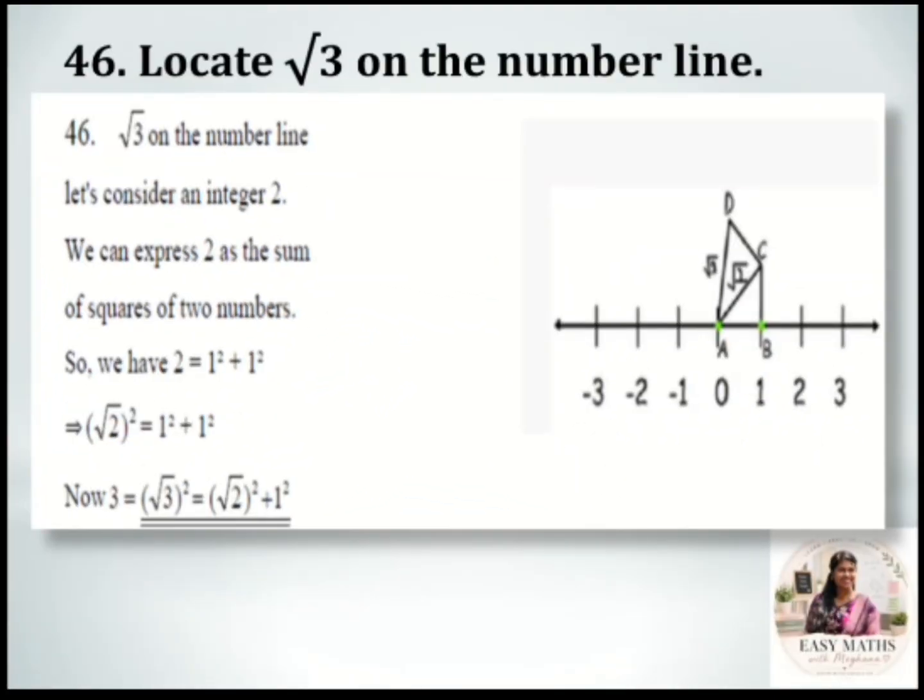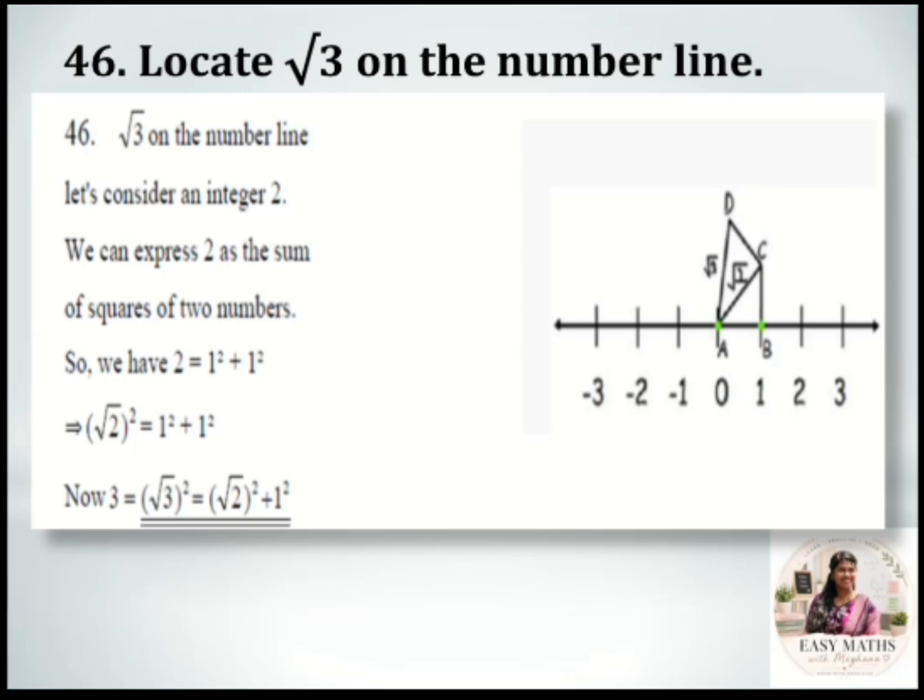Question number 46. Locate root 3 on the number line. So first you have to do the construction similar to root 2, but after the point C, from the C again you have to take the protractor and compass, and you have to put the arc and join the line. Then whatever the extra line you found, the distance A to D, is nothing but the root 3 construction.